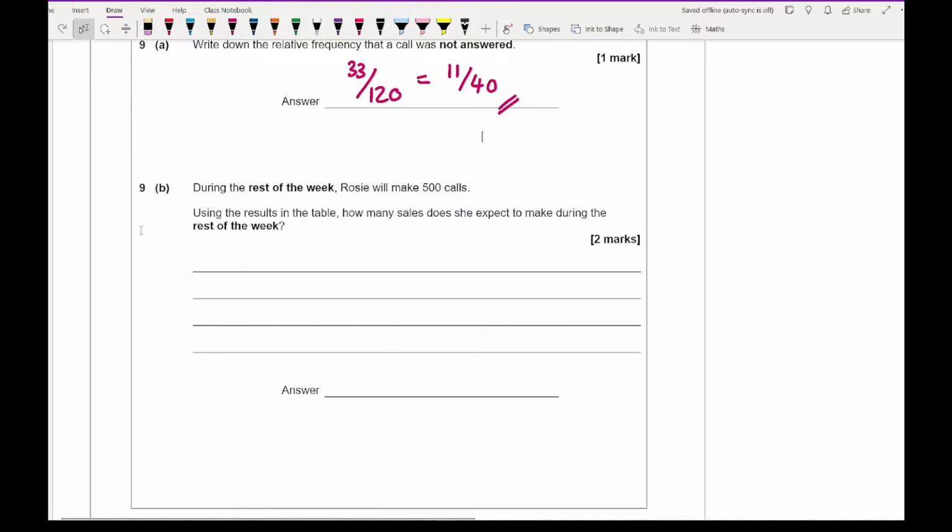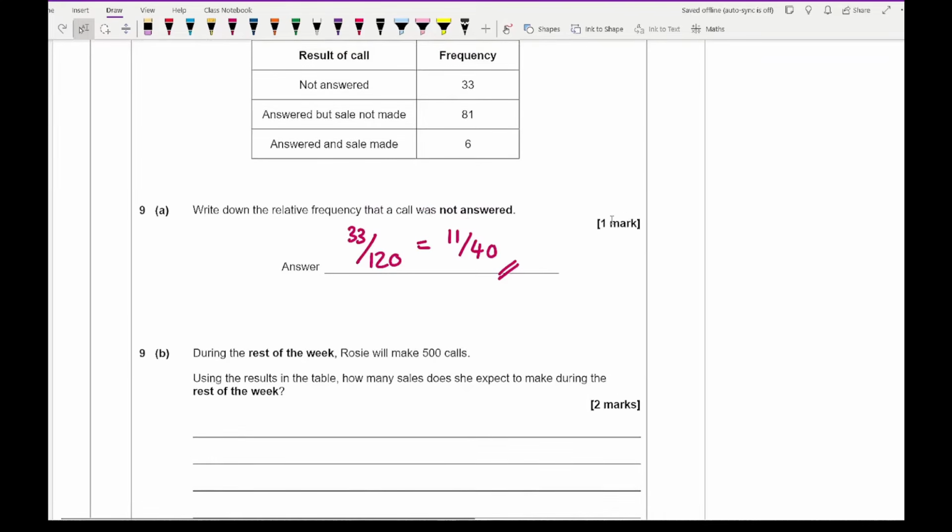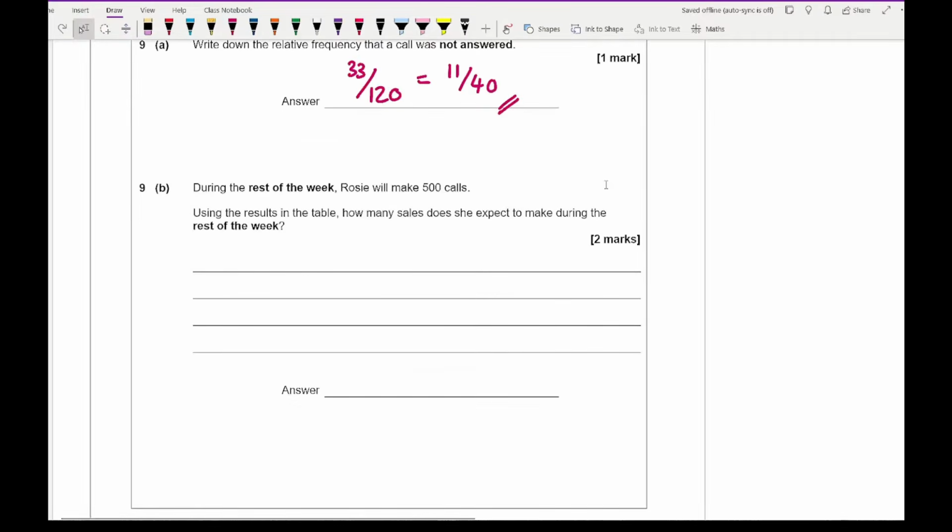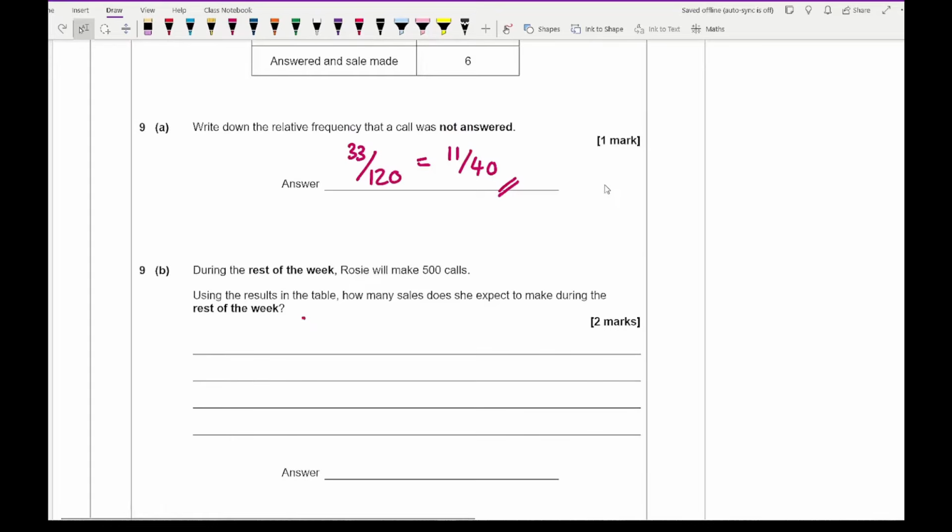Moving on to question 9b, it says during the rest of the week Rosie makes 500 calls. Using the results in the table, how many sales does she expect to make during the rest of the week? So here we're looking at answered and sale made, and that's going to be 6. So it's going to be 6 out of 120 multiplied by 500. If I type that into my calculator, I get an answer of 25.